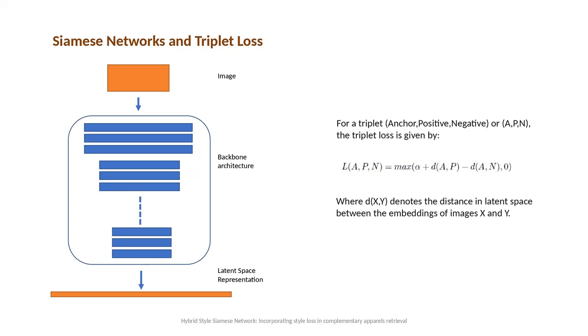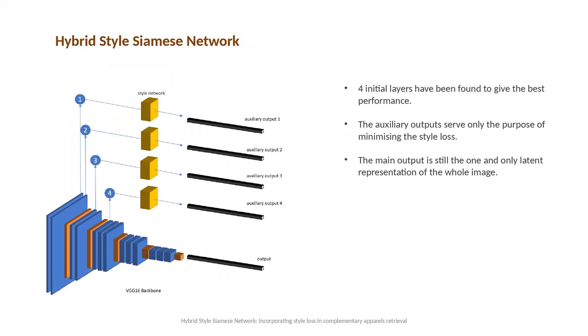The backbone architecture of the Siamese network can be anything. In our paper, we have used VGG16 architecture as the backbone. We propose a hybrid Siamese network that introduces a style network component alongside the usual backbone architecture. In neural style transfer, gram matrices are computed over the initial few layers, and these serve as a notion of the style of an image. Taking that intuition into account, we compute auxiliary outputs from the gram matrices of the initial 4 layers. These auxiliary outputs are fed into the style loss, whereas the main embedding output still serves as the latent representation of the whole image.